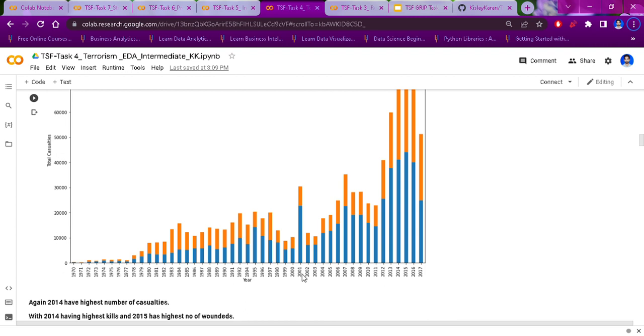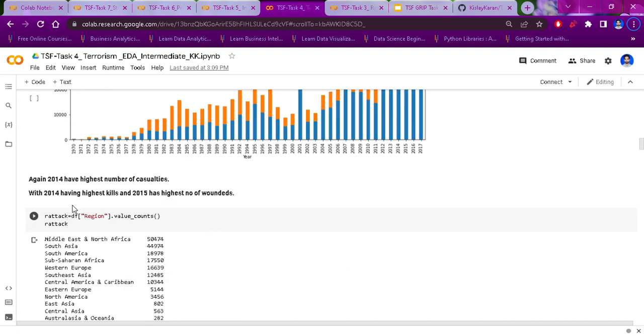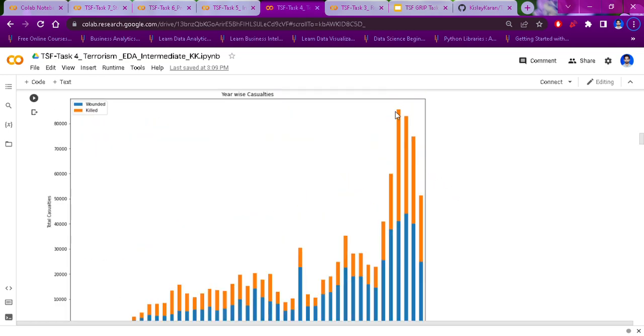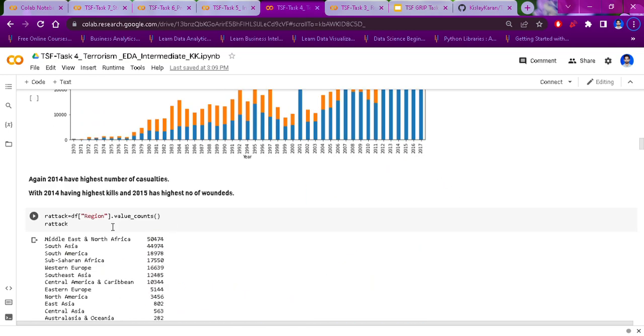And in 2001 also we had a slight increase. In 2007, these two years had a massively higher number of attacks amongst the nearby years, like the early 2000s and mid 2000s. 2015 had the highest number of wounded, and 2014 had the highest number of kills. This is 2014.